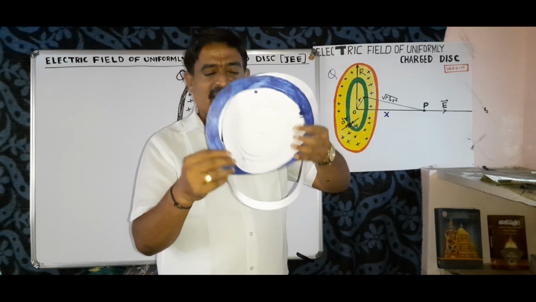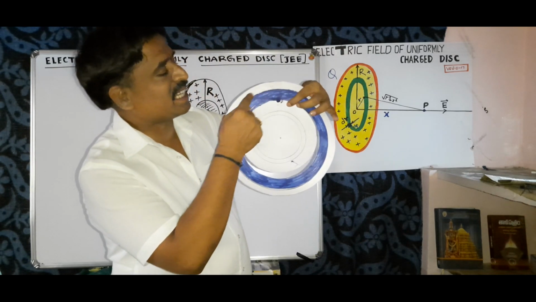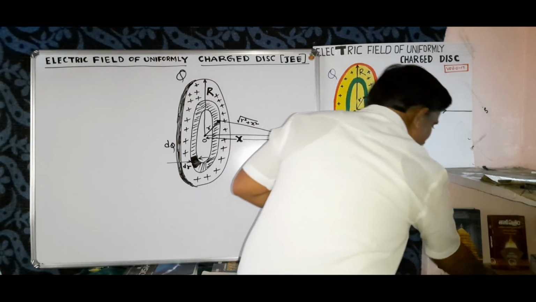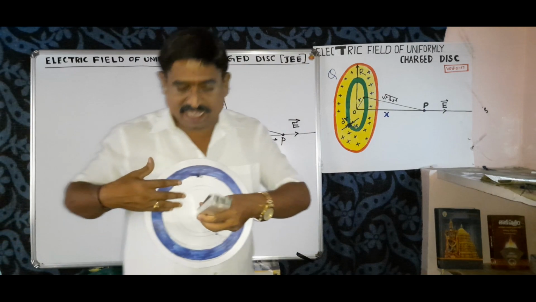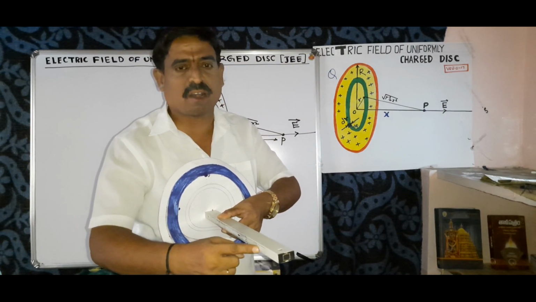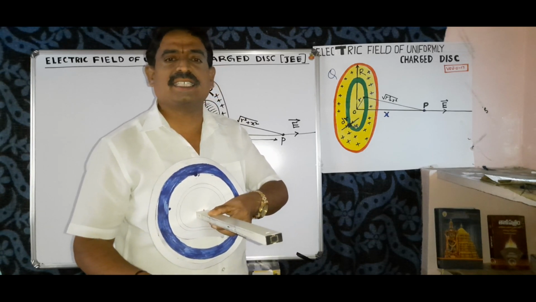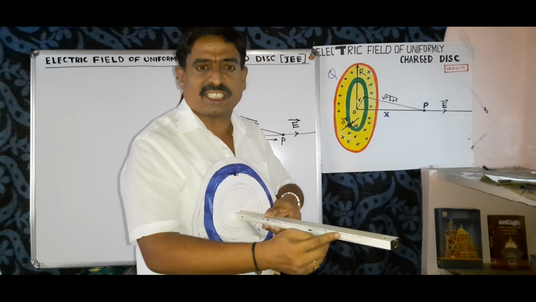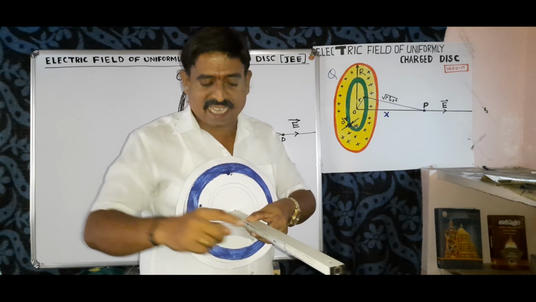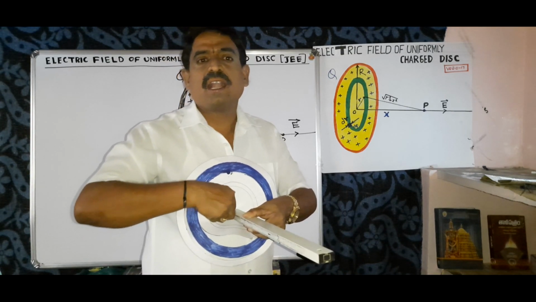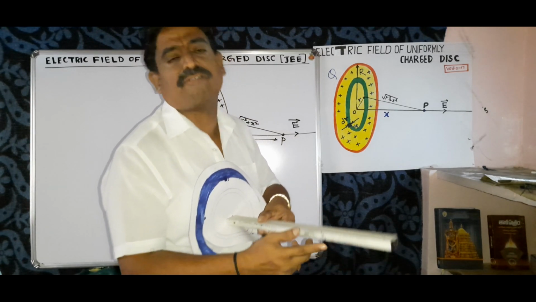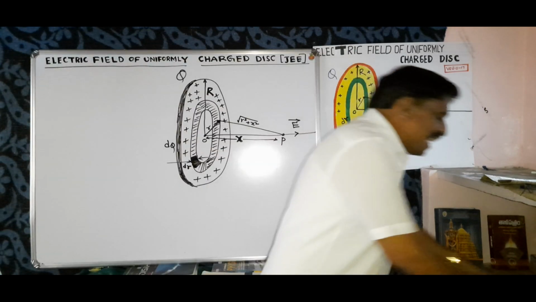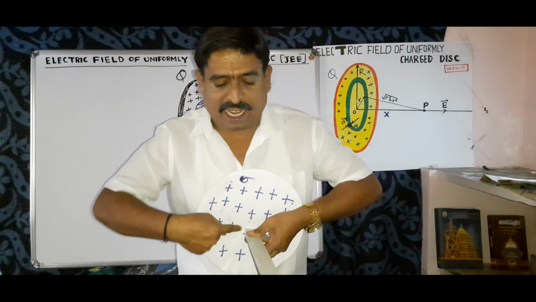Let us consider a small ring which contains a small amount of charge. Due to this small ring, I will find the intensity of electric field at the observation point. A small amount of electric field is developed along the axis. Similarly, I will find the electric field at the observation point due to each of the other rings. Now, integrating over all of them, we get the total electric field of the uniformly charged disk. The plane of the disk is perpendicular to the axis.